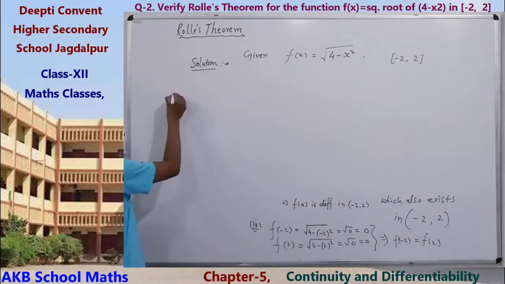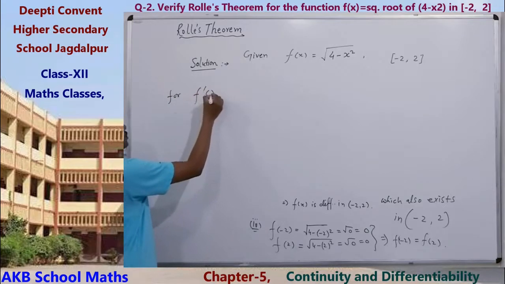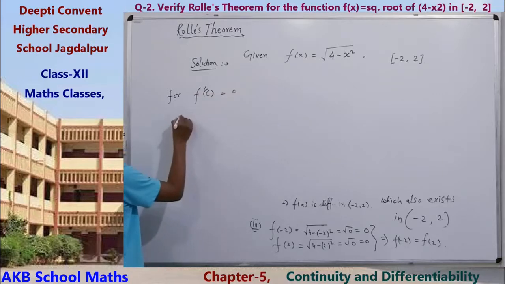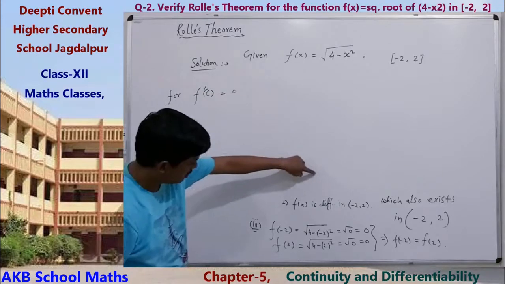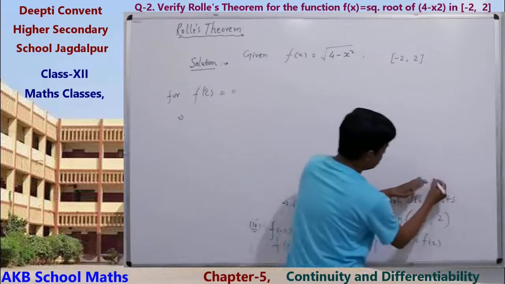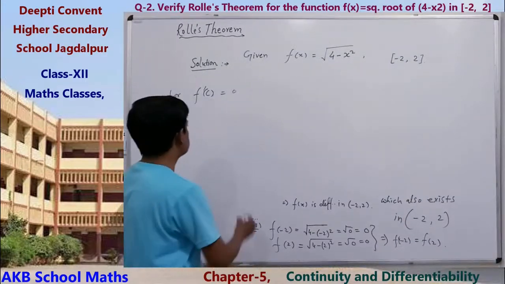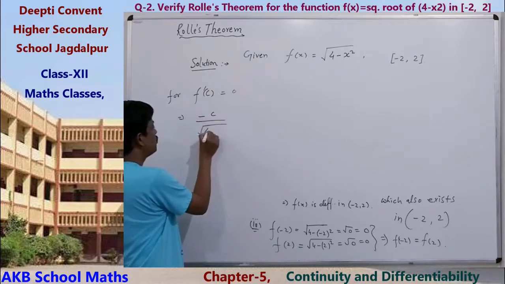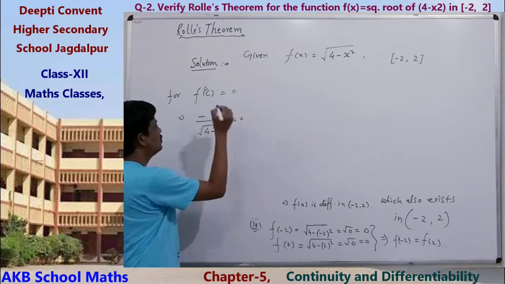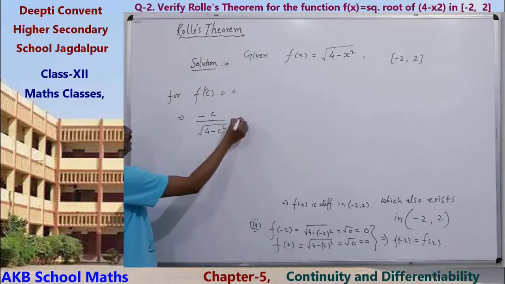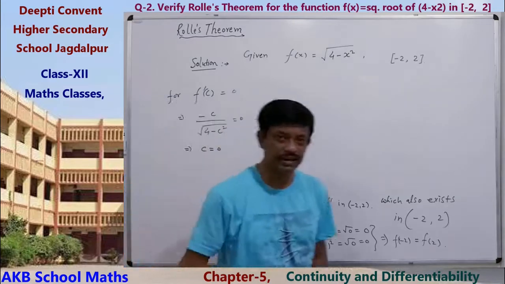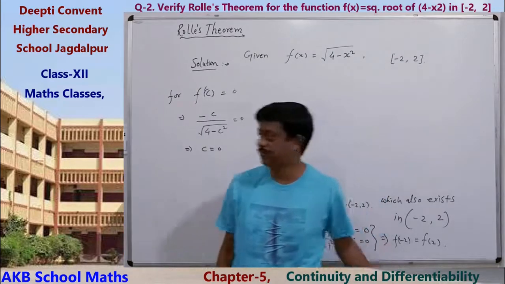So for f dash c equals to 0, that is, f dash c means what? Derivative. What will be the derivative? Minus x by root 4 minus x square. Minus x means minus c by root 4 minus c square equals to 0. So solving it we get c equals to 0. Clear? Here c equals to 0 by solving.